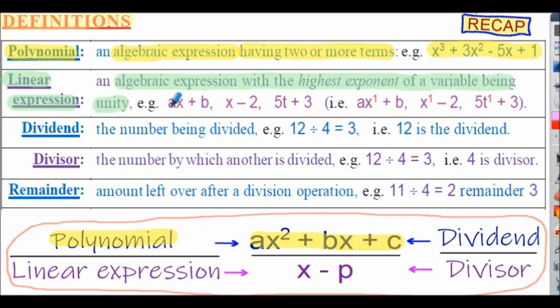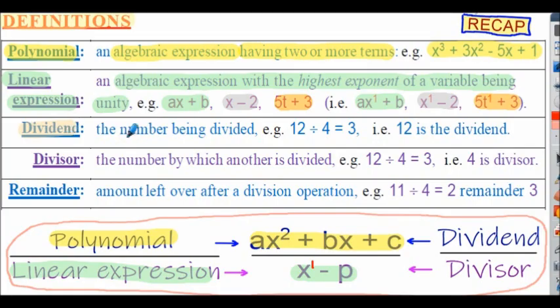Linear expression. This is an algebraic expression with the highest exponent of the variable being unity. So for example, in the expression ax plus b, where x is the variable, the power of x is 1. We don't write the ones, but they're there. In the expression x minus 2, again the highest power of x is 1. And in the expression 5t plus 3, the highest power of variable t is again 1. So those are all linear expressions. If we again consider the bottom of the slide, we have a linear expression shown here of x minus p. And of course again the x is to the power of 1.